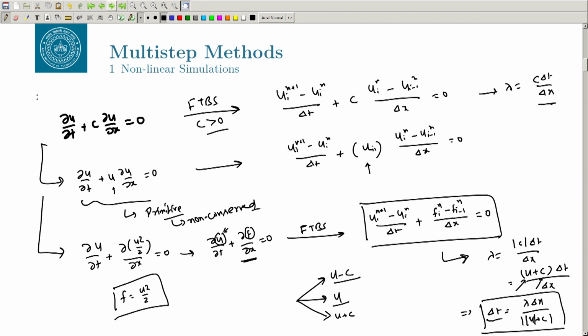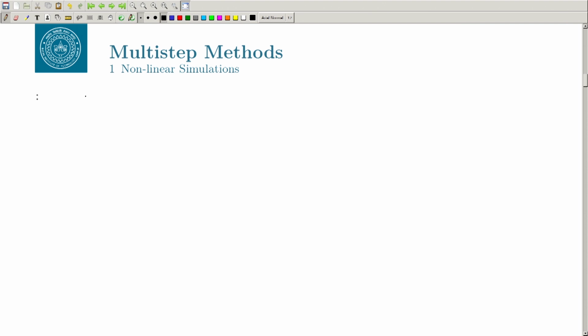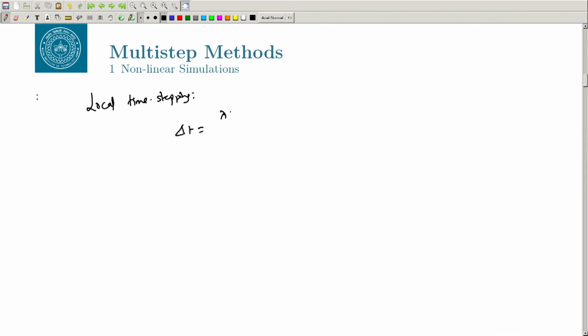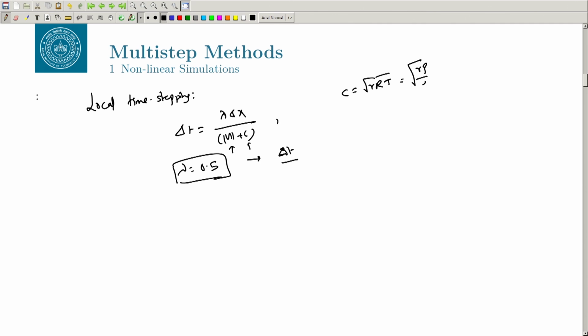So, this kind of simulation you can call local time stepping, where you can calculate delta t every time using that relation, which is lambda delta x by u plus c. And you can fix the lambda, let us say you fix lambda equal to 0.5, lambda is your CFL number. Get the delta t every time, which will change every time because your u is changing every time, c is changing every time. C is the speed of sound, which is nothing but square root of gamma R T, or square root of gamma p by rho for an ideal gas flow.